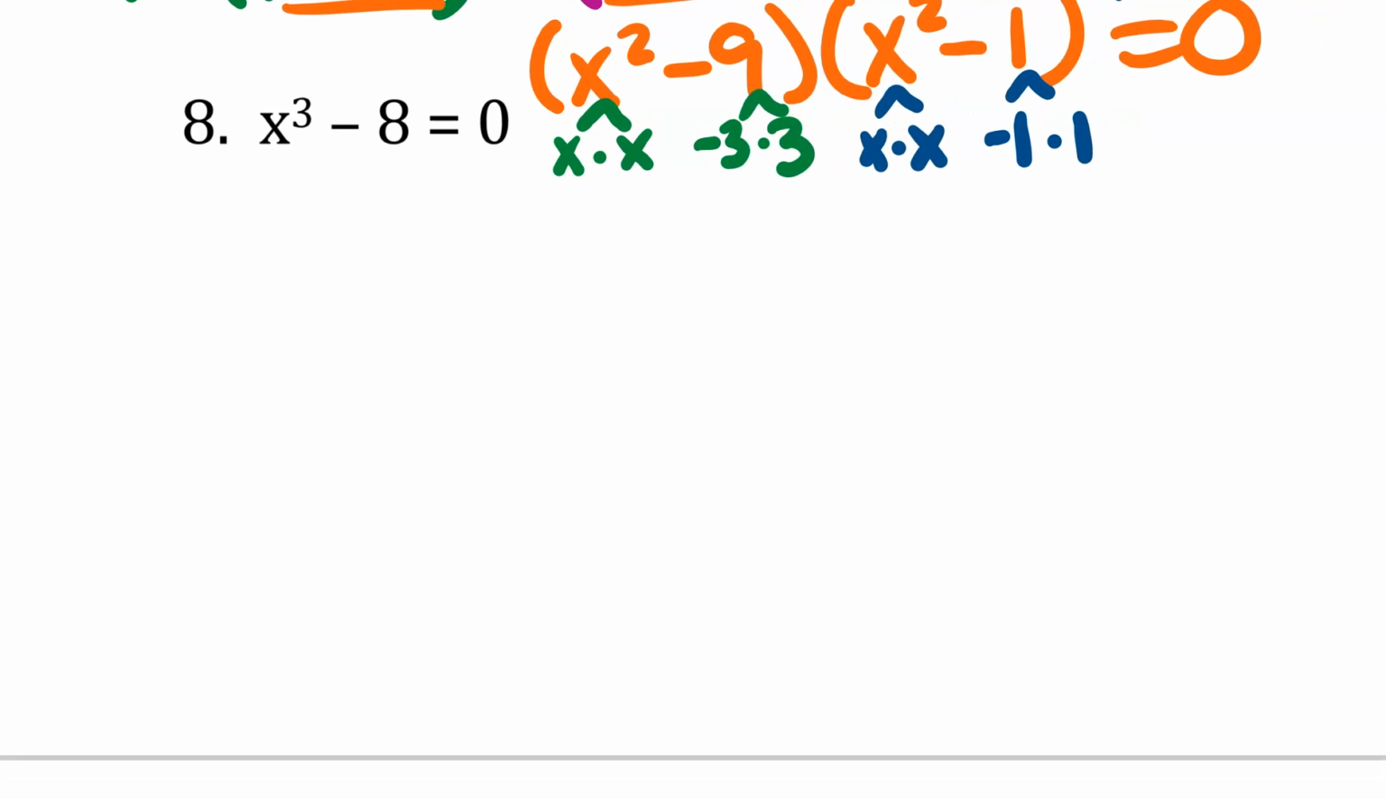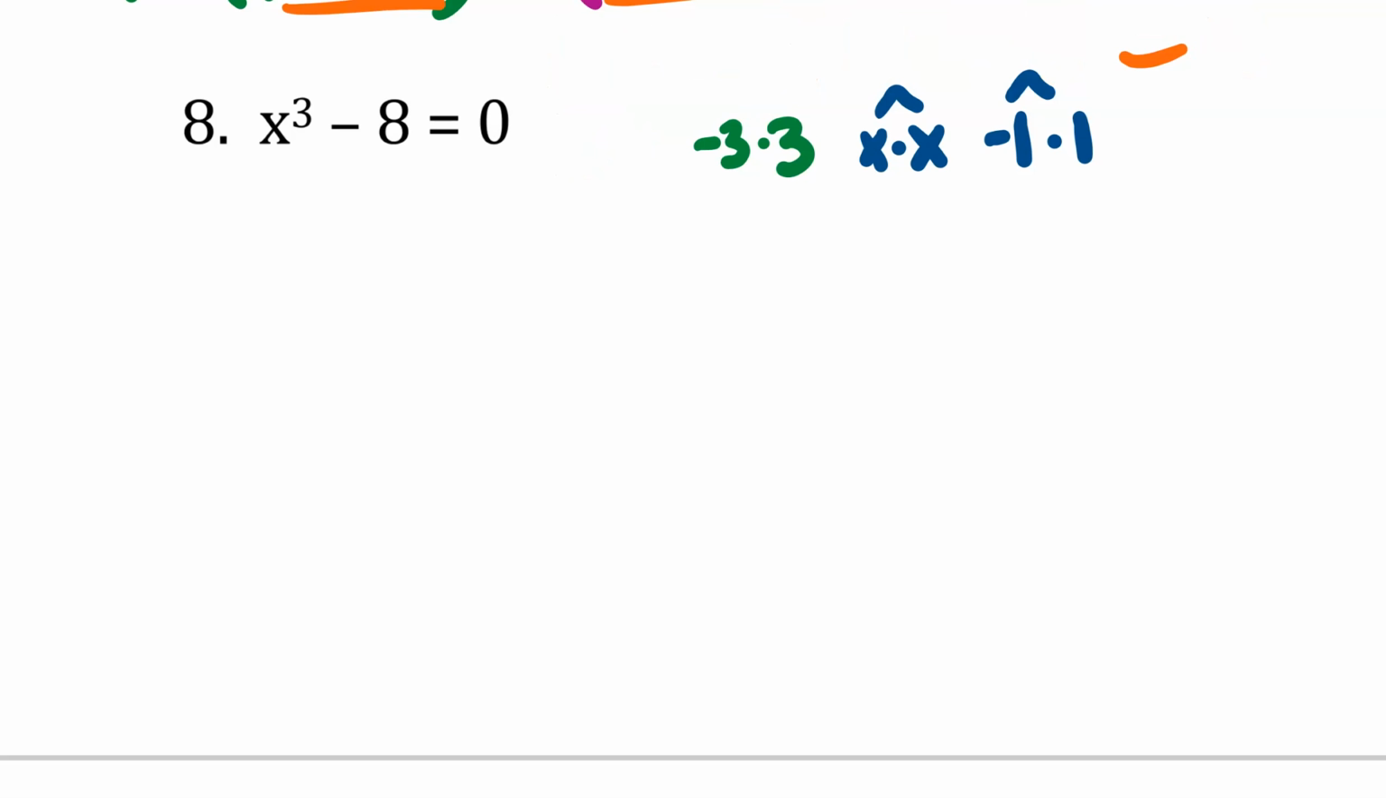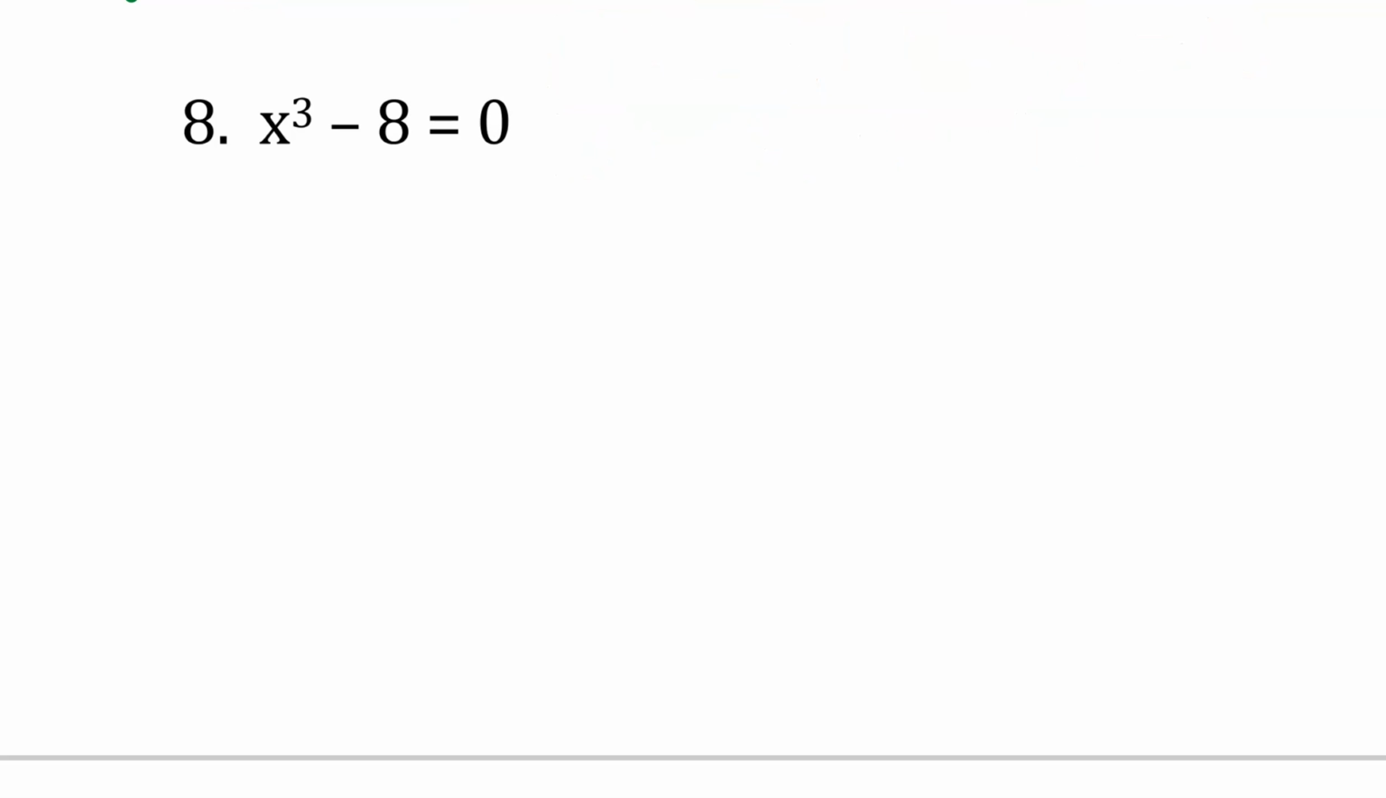This one is already set up. Please don't, because you're solving, make this a difference of cubes or whatever, because you don't need to. You literally just need to get x equals. So if this is x, let's isolate it by adding 8 on each side.